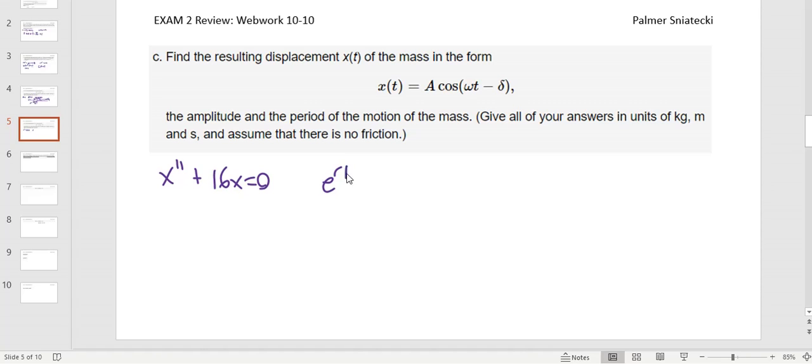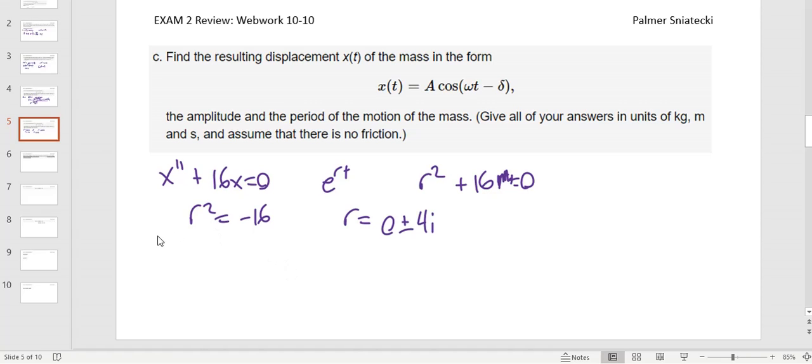So x double prime plus 16x equals 0, and we're going to get r squared plus 16 equals 0. We'll just move the 16 over. We've got r squared equals negative 16. Take the square roots of both sides. We're going to get r is equal to 0 plus or minus 4i.